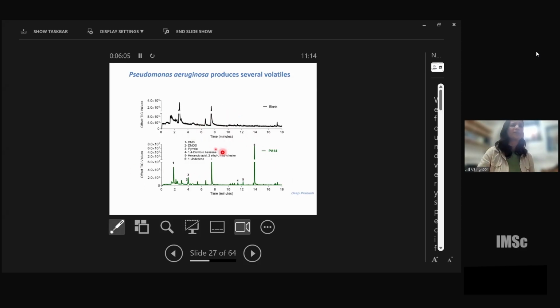What you see at the bottom is what Pseudomonas aeruginosa was making, and Deep was able to identify 6 different molecules, which was really nice. So DMS and DMDS are sulfur-containing molecules. This is in cabbage as well, but then we saw lots of other ones.